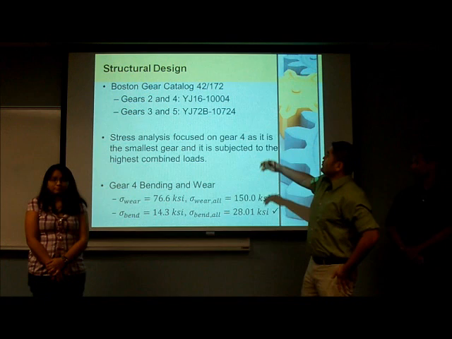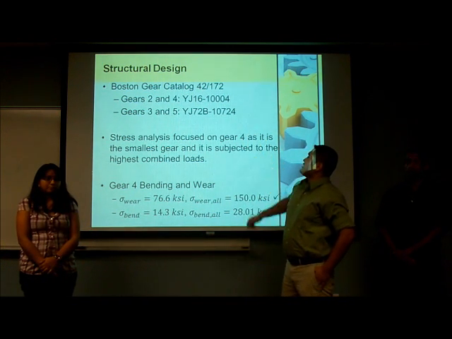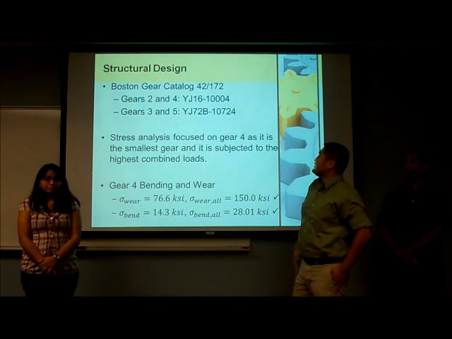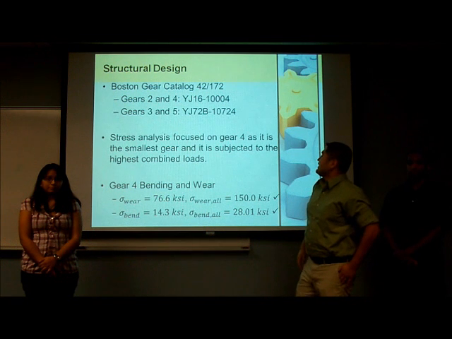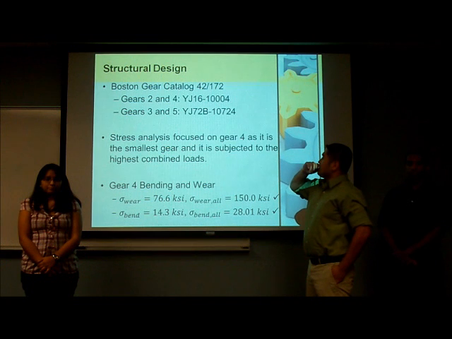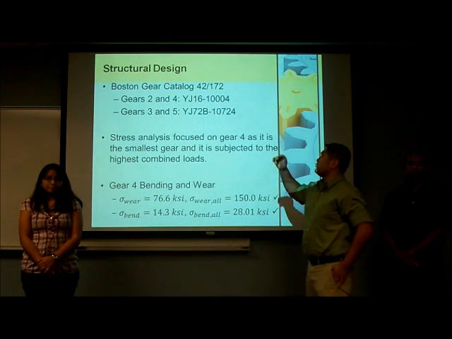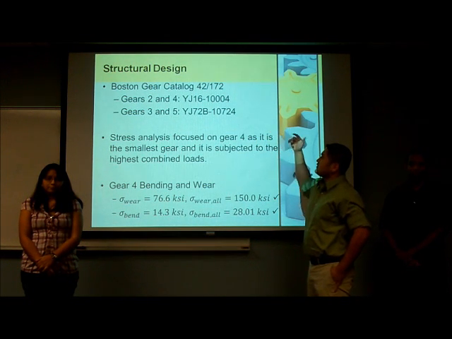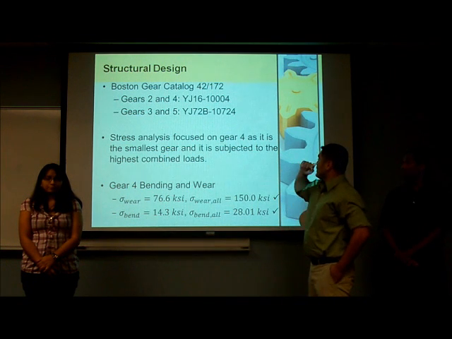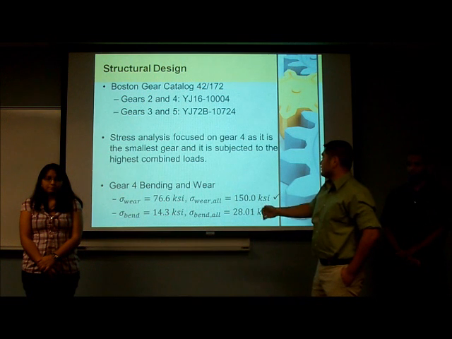According to our calculation, we selected from the Boston Gear catalog gears 2 and 4 to be YJ16 10004, and gears 3 and 5 to be the YJ72B 10724. Why did we choose these gears? First of all, the most critical gear would be the inner gear, which is the small pinion. That would be gear 2, and that's the one where you see more stress concentration. And this is the bending wear, gear number 4 that I was talking about.